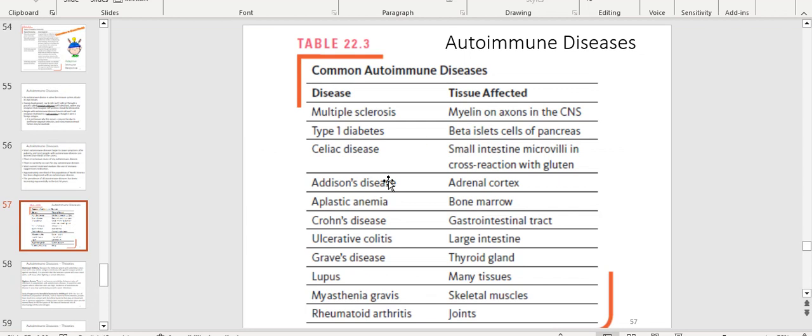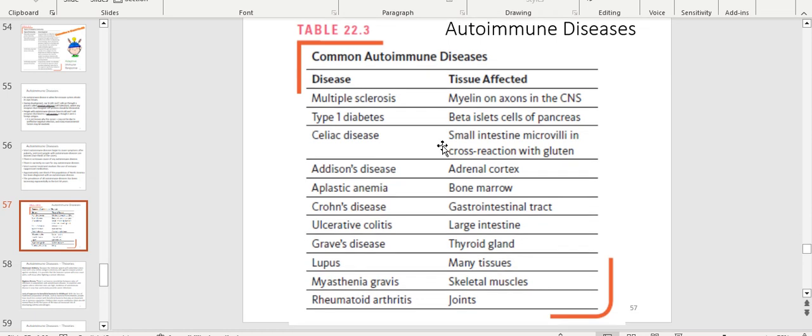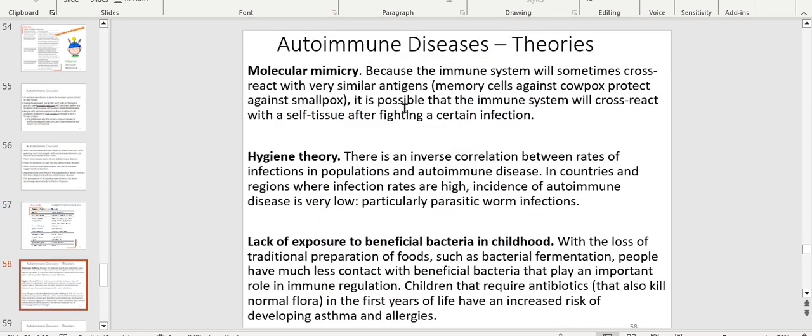Here are just some examples of autoimmune diseases, and the tissue affected. There's myasthenia gravis, skeletal muscle. We saw that two weeks ago, in last week's PowerPoint. Lots of good stuff. Crohn's disease, Graves' disease, lupus, rheumatoid arthritis, which attacks the joints, and type 1 diabetes. We'll deal more with diabetes when we get into digestion in a couple of weeks. You guys can have a look at these.